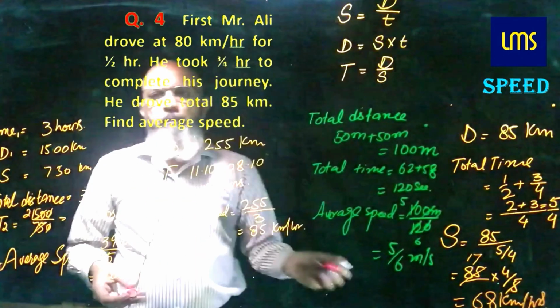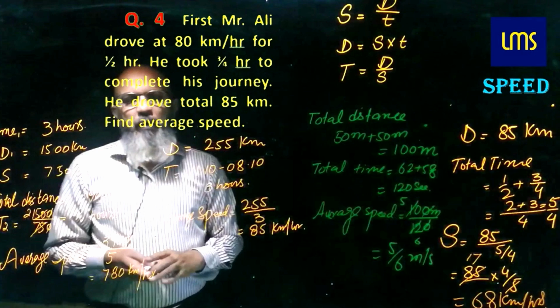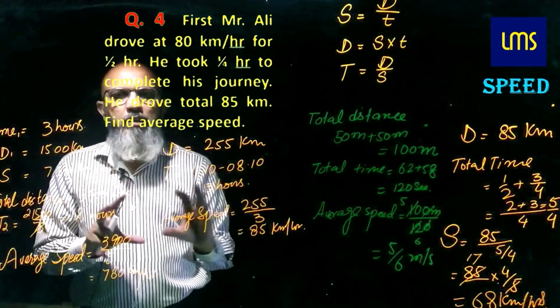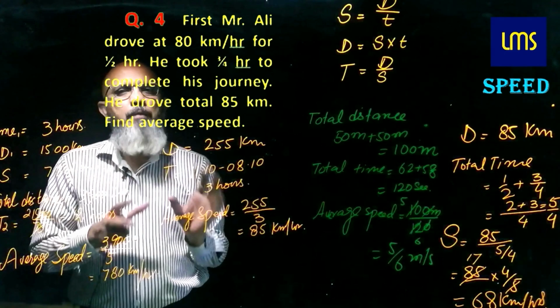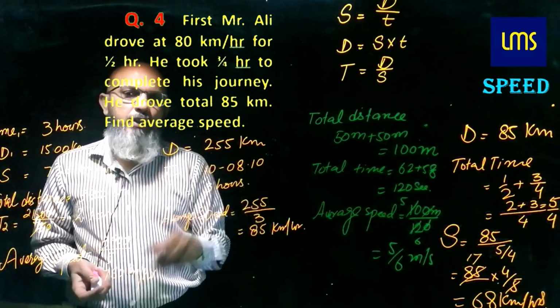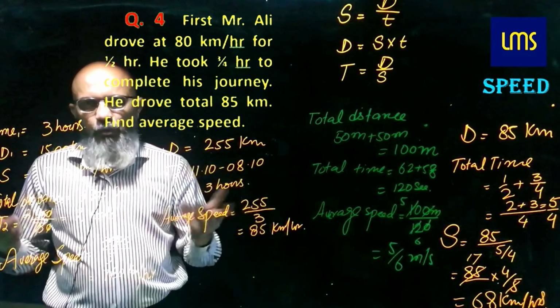So I hope you understand how you find the average speed if different distances or different time periods are given to you. So simply you have to calculate the total distance divided by the total time. So move to the next question.